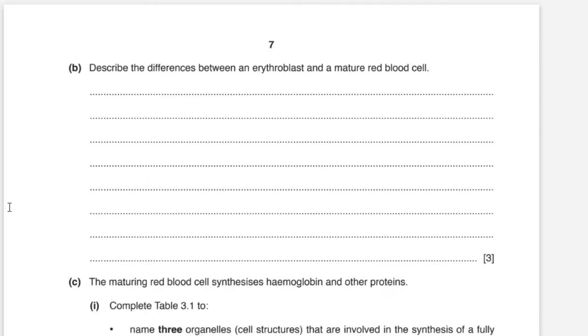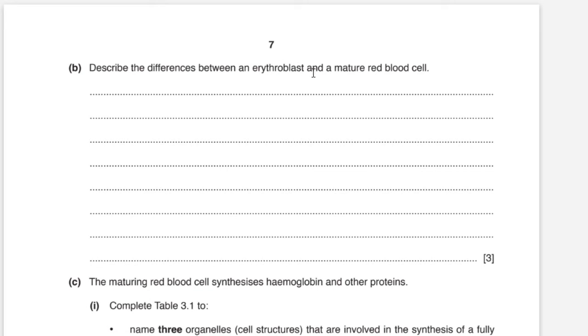B. Describe the differences between an erythroblast and a mature red blood cell. So an erythroblast would not have yet developed any features of a typical red blood cell, and so you're supposed to mention the features which distinguish a red blood cell from a regular animal cell. A red blood cell would have a biconcave shape. Also, it would have no nucleus, since that increases the space for packing the maximum number of hemoglobin molecules. It would also lack mitochondria.